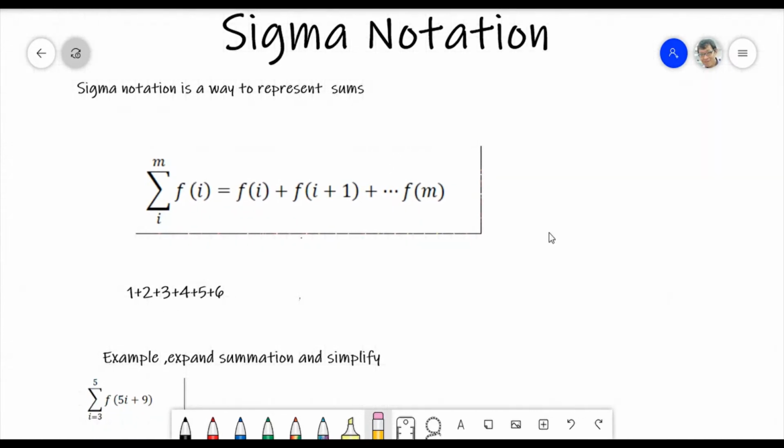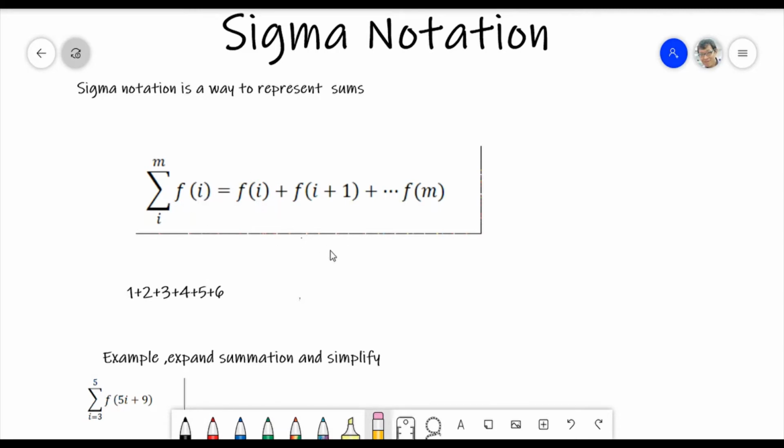So how do you look at this? How do you interpret this? If there's a function f(i) that starts from i, then this is a summation of f(i) plus f(i+1) until f(m), right? This starts from i until m. Because this symbol looks like a Z, it is a sigma, so we call this sigma notation.